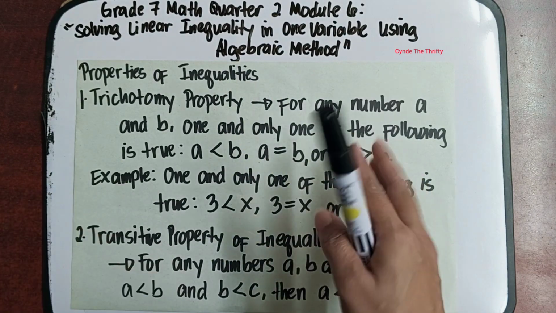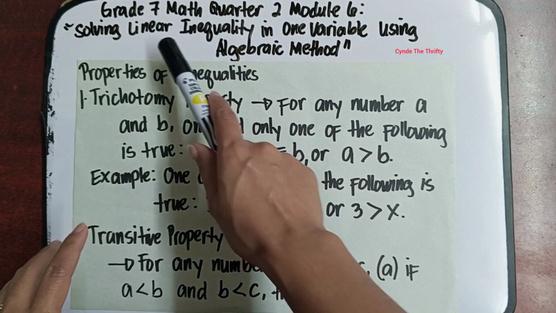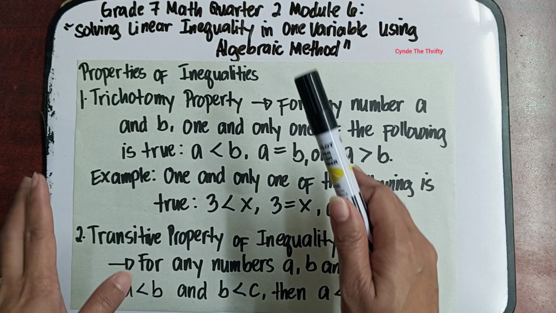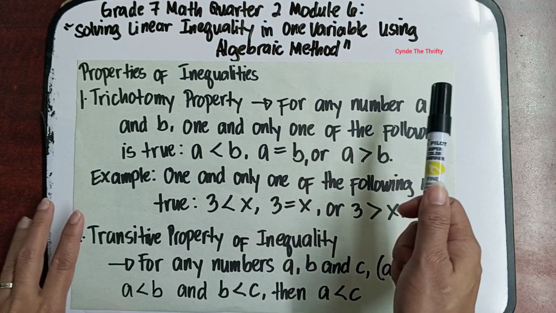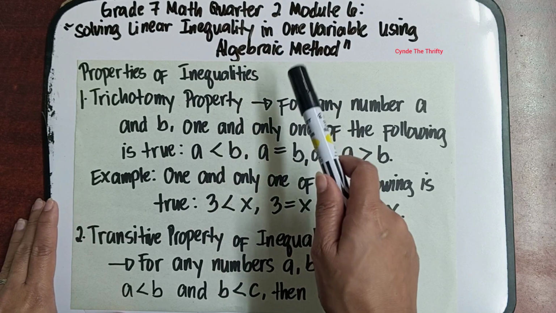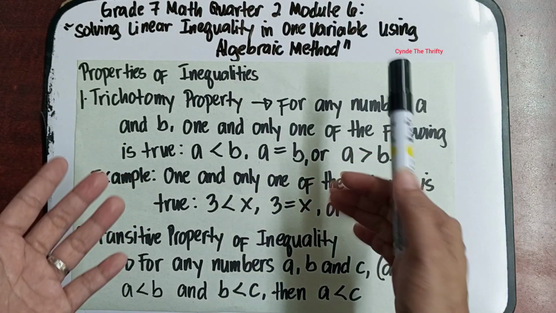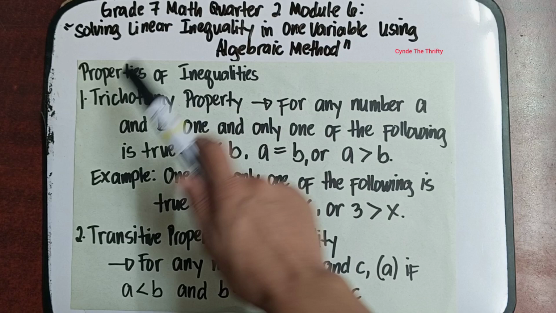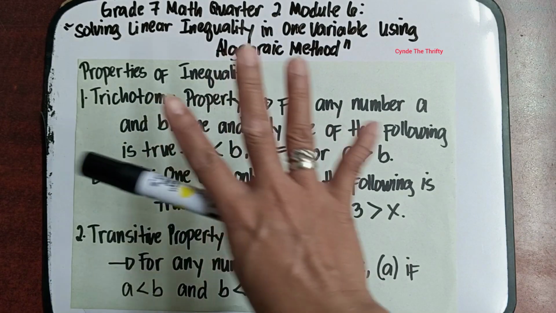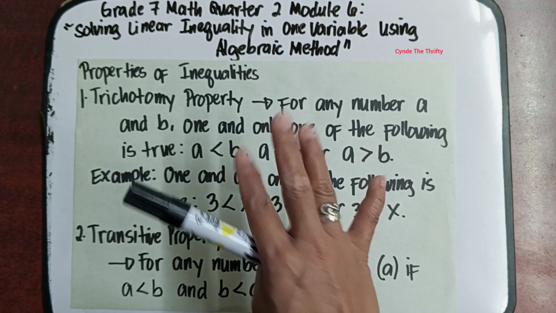Ang nakaraang lesson natin is pinag-aralan natin kung paano ba natin isolve ang linear inequality in one variable using guess and check from a given replacement set. So ngayon, ang gagawin natin is algebraic method naman yung gagamitin natin. Pero before natin pag-aralan ang algebraic method, pag-aralan muna natin ang properties of inequalities. Merong apat na properties of inequalities.